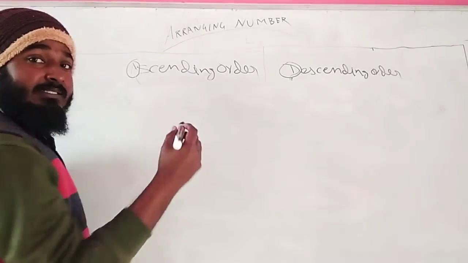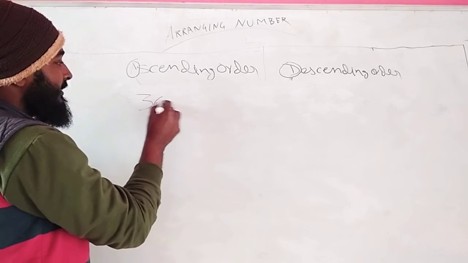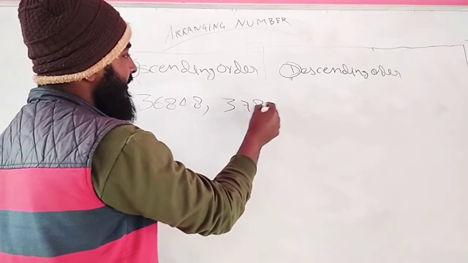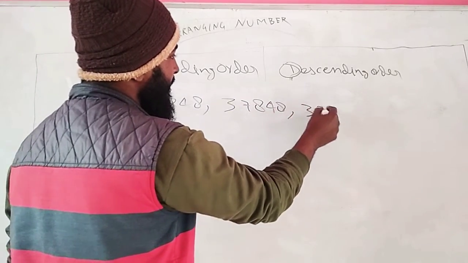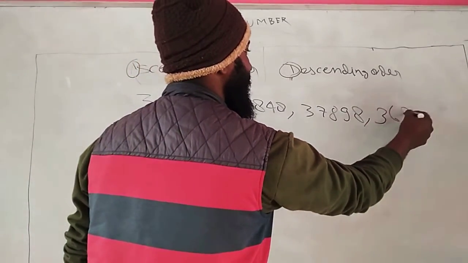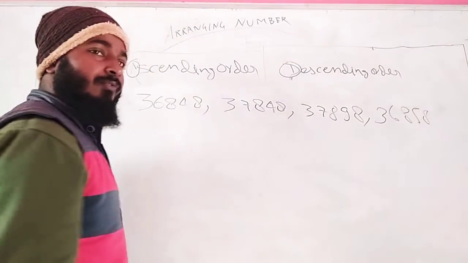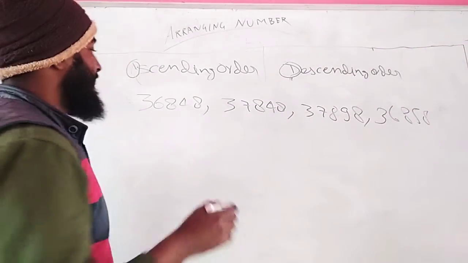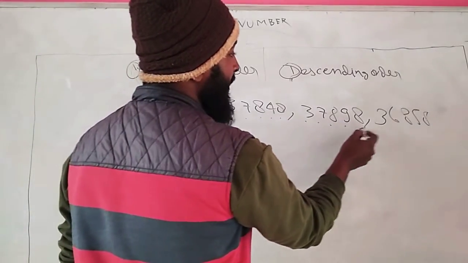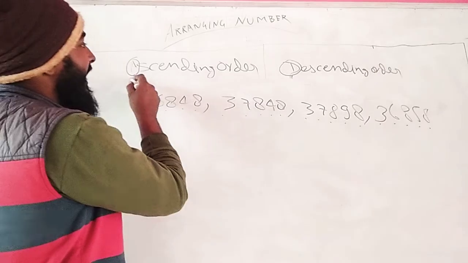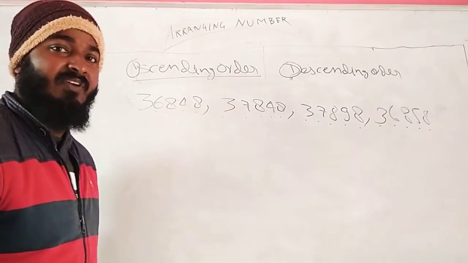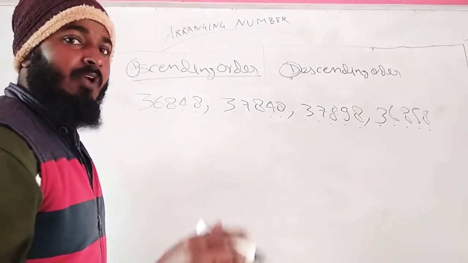Now let us take some numbers: 36848, 37848, 37898, 36858. The first rule says count the number of digits. So here 1, 2, 3, 4, 5 in each. The question is of ascending order. The number of digits is the same, 5 everywhere, so we cannot use the first rule here. We will use the second rule.